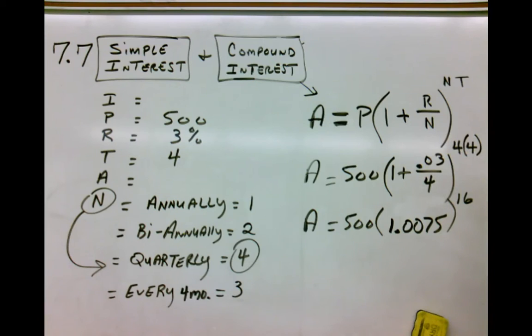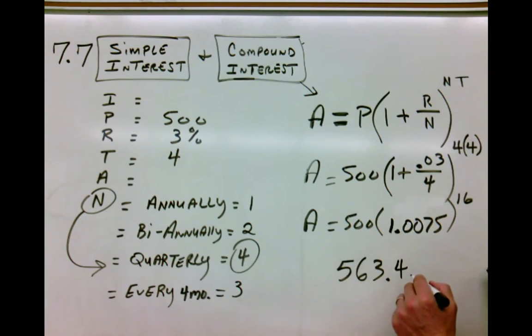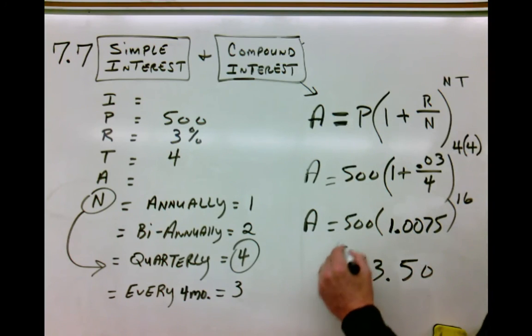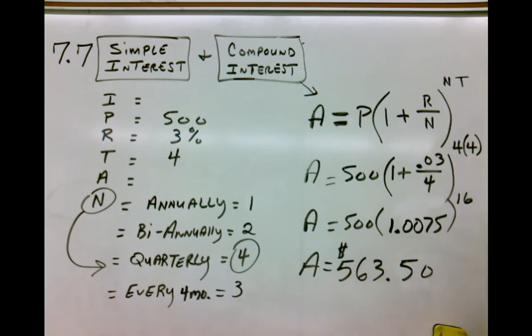Now I use my calculator: 500, parentheses, 1.0075, parentheses, my caret key, to the exponent of 16. And I'm going to get $563.496, so maybe it would round up to 50 cents. So I'll have 50 cents here. This is going to be our grand total in 4 years.